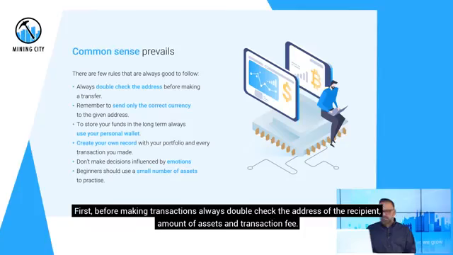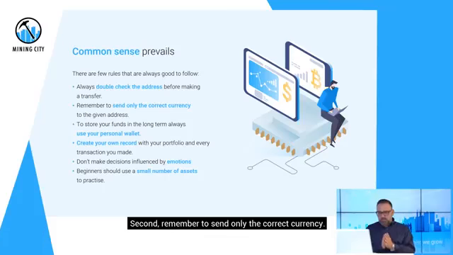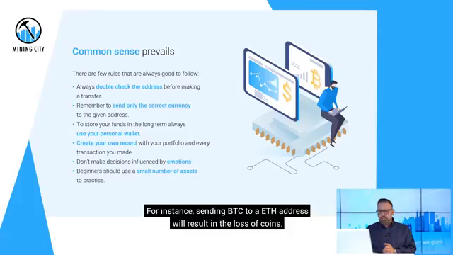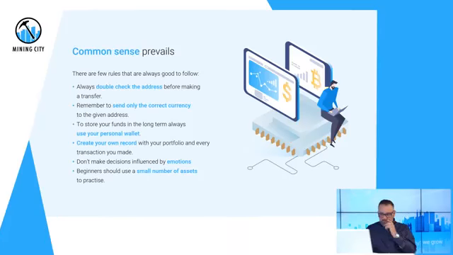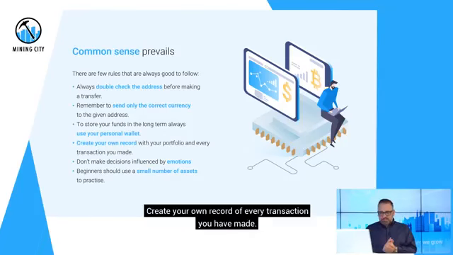First, before making transactions, always double-check the address of the recipient, amount of the assets, and the transaction fees involved. Second, please remember to send only the correct currency to the correct wallet. For instance, sending Bitcoin to an Ethereum wallet will result in loss of coins. Next, please use a personal wallet to store your savings. Next, please create your very own record of every transaction you have made.